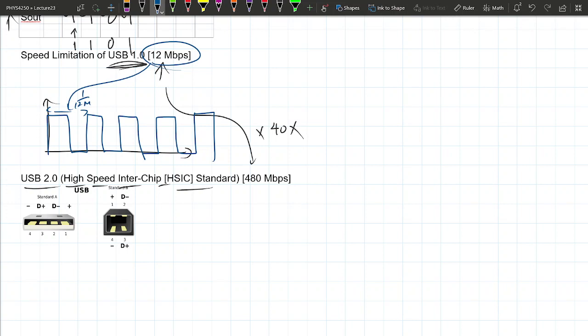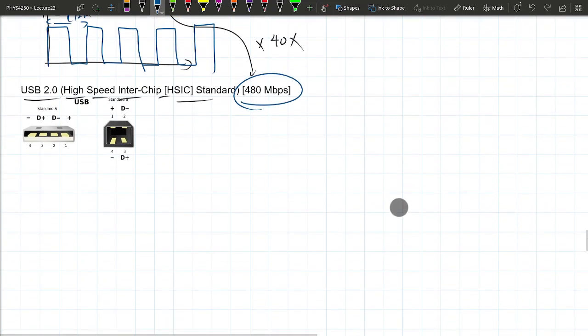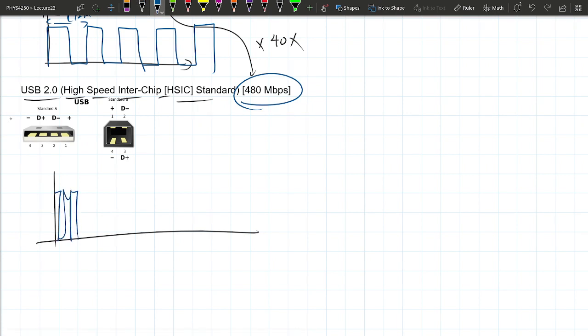By the time USB 2.0 rolls around, basically, this is not to scale, of course, they make these clock cycles much finer. So it's actually 480 million times per second, okay?